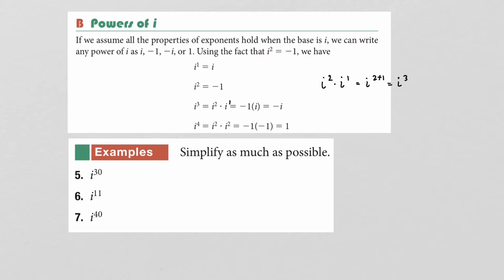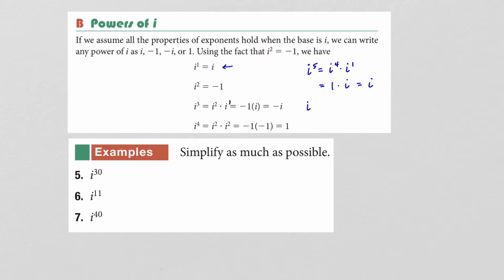Likewise, i to the fourth power can be broken down into i squared times i squared, and that is negative 1 times negative 1, which is positive 1. Now, once you get to this point, you're going to repeat all these numbers as you take higher and higher powers of i. So let's just consider, for example, if you had i to the fifth power, i to the fifth power is i to the fourth power times i to the first power. But i to the fourth power is 1, so we get 1 times i, which is i. So we're just starting back here again.